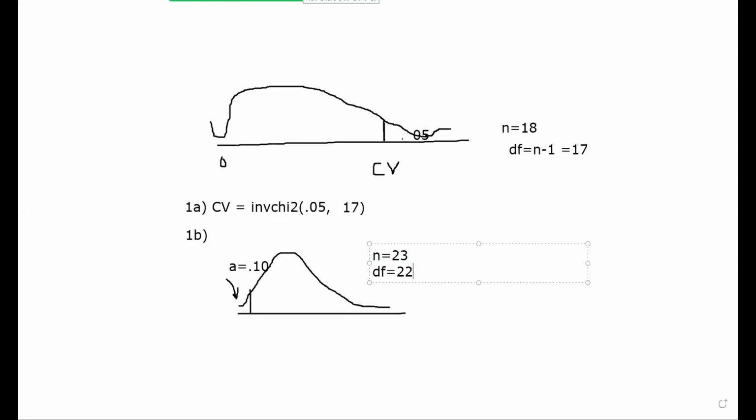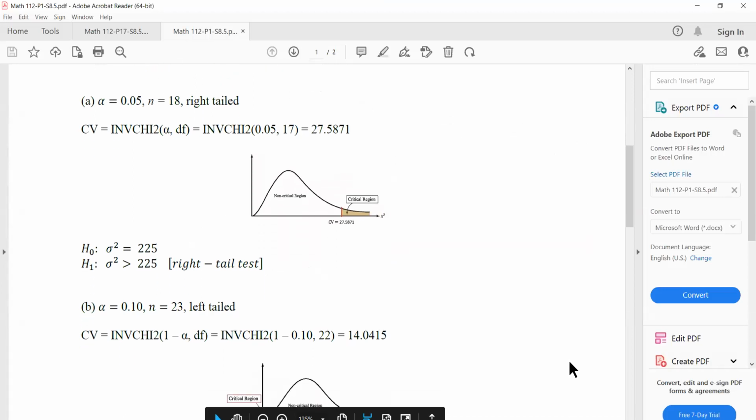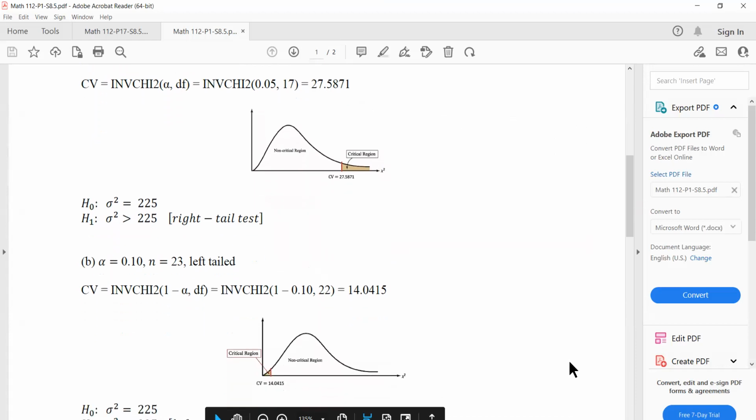How about B, Jason? What did you get for B? I did the inverse chi part. Okay. So what did you get when you did the inverse chi for the left tail? The answer that you got, 14.041. Good job.